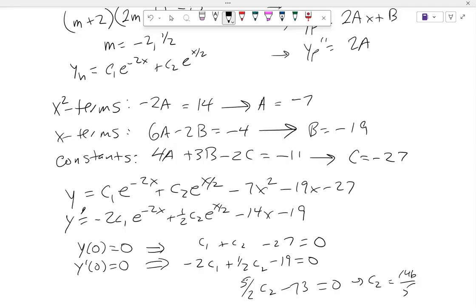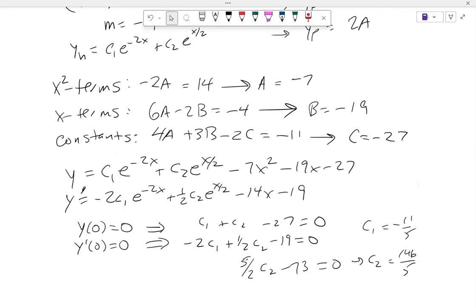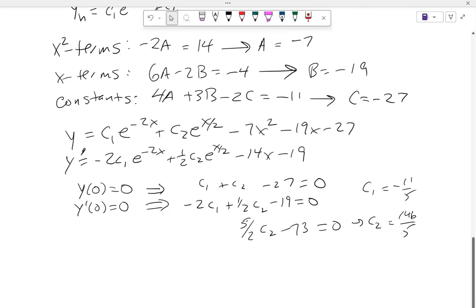Okay, C1. Oh, goodness. 27 times 5 is what? 135? Subtract 135 from that, I get 11? Is that right? Negative 11? Yeah, okay. So I should get 11 over 5 when I move to the other side? Is that right? Or did I do it backward? Okay, so it's negative on the other side. All right. In any event, there's our constants.